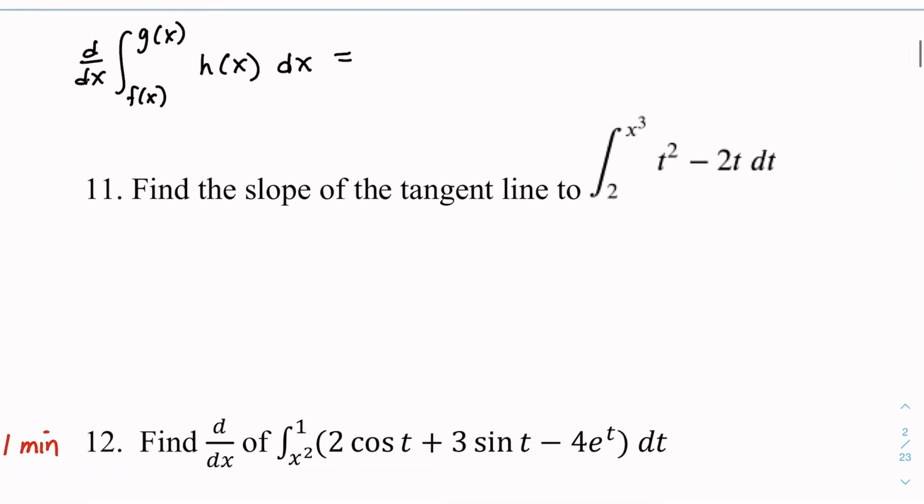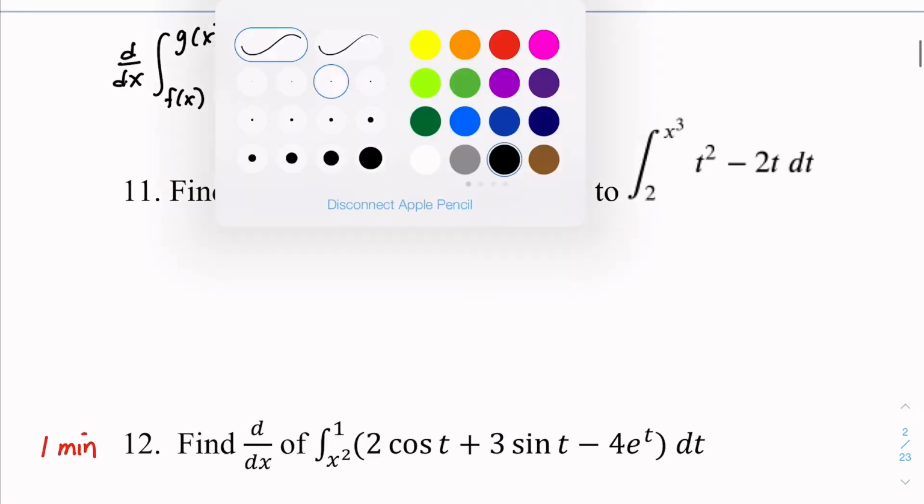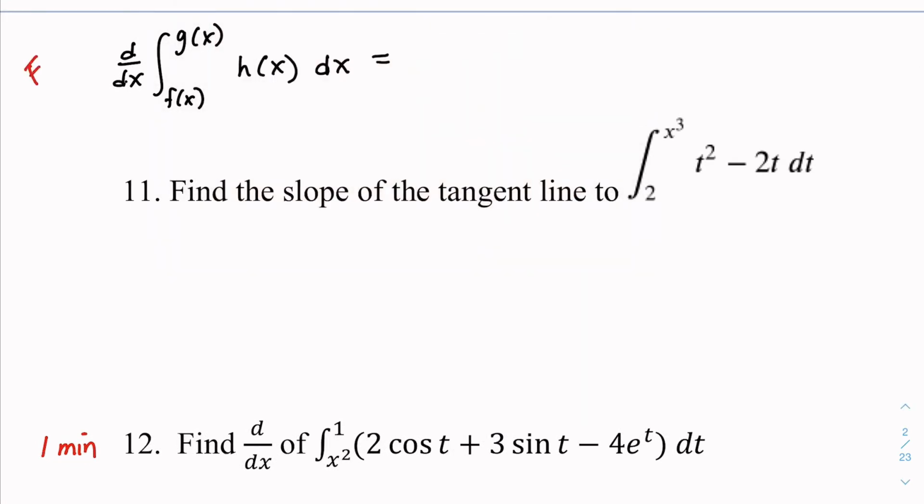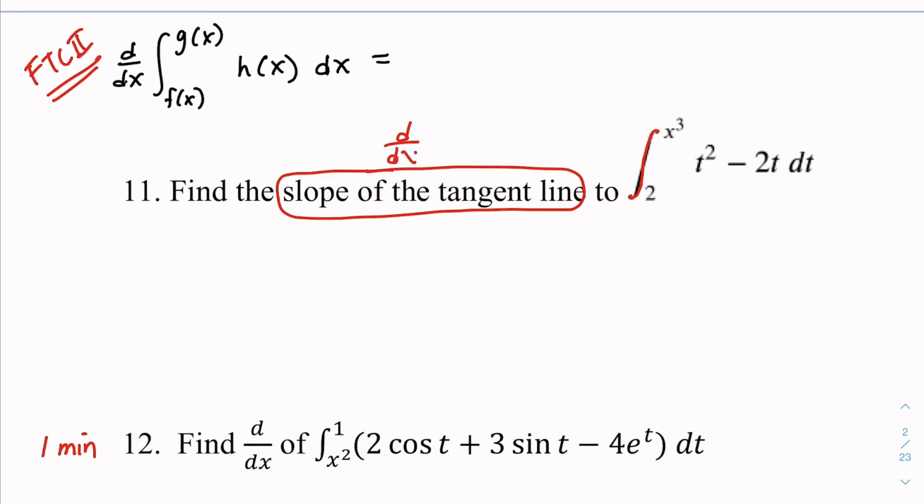Moving on to number 11. So now we're starting to get into FTC2. And here's how you know when to use FTC2. Look at 11. It says find the slope of the tangent line to this integral expression. Well, slope of the tangent line just means we're finding the derivative. Anytime that you're asked to find the derivative of an integral, well, this is the derivative. This is the antiderivative. They will undo each other.